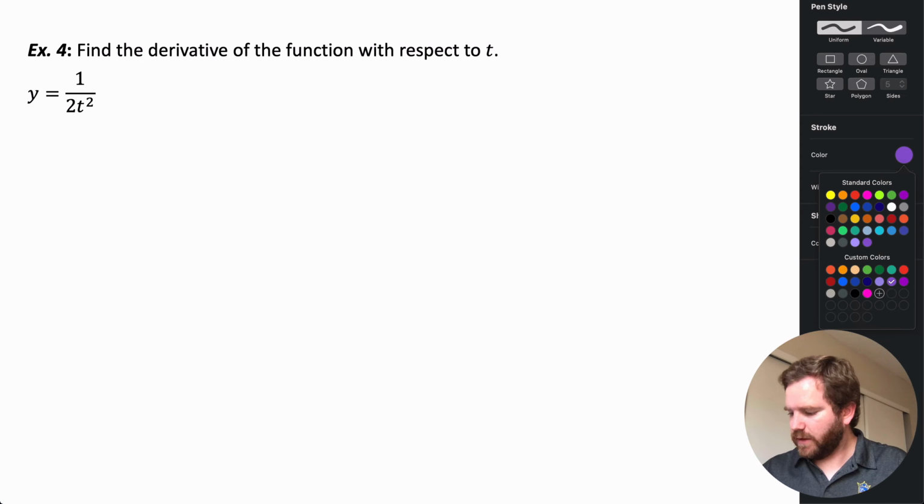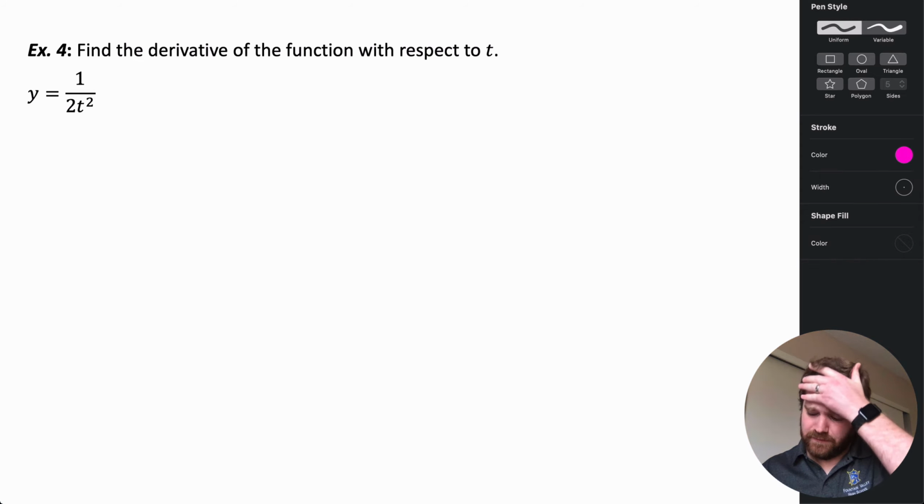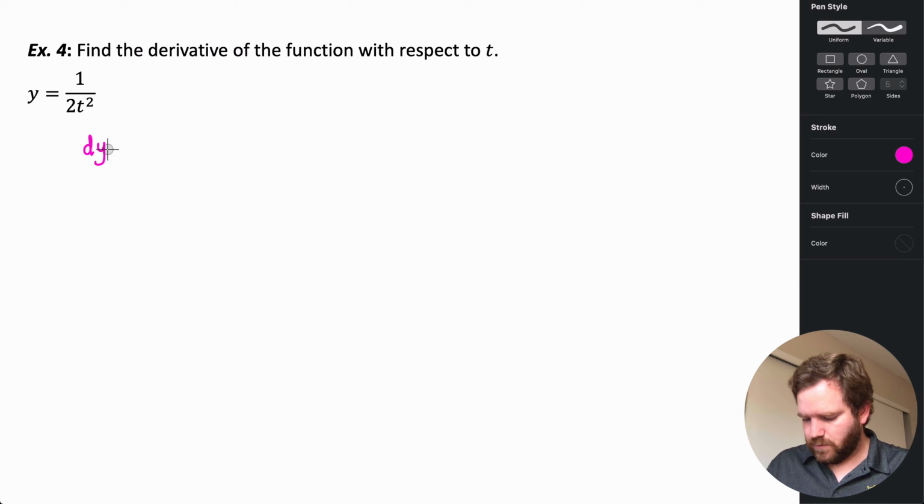So in this problem, it's asking us to find the derivative with respect to t. There is no value of t that I know that I am looking for. So I have to find a general equation. So I have to use the alternative form of this. So I'm going to use the dy dx notation, actually it's dy dt. We're taking the derivative with respect to t.